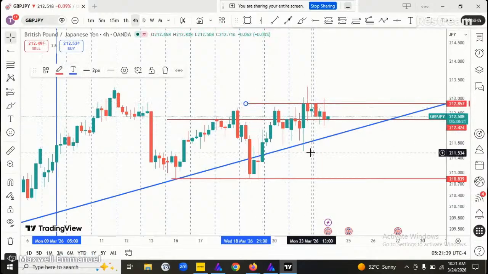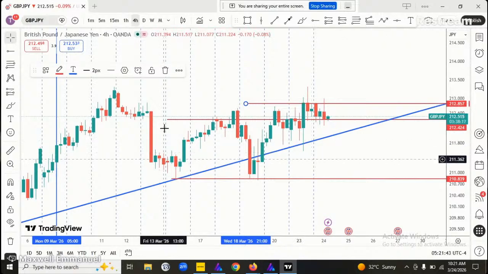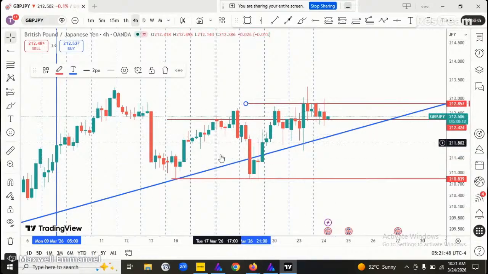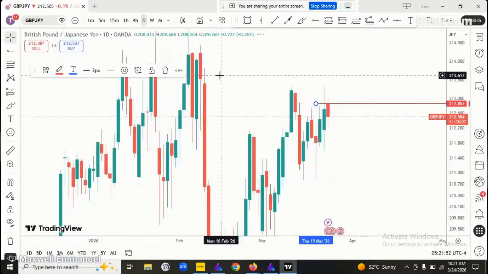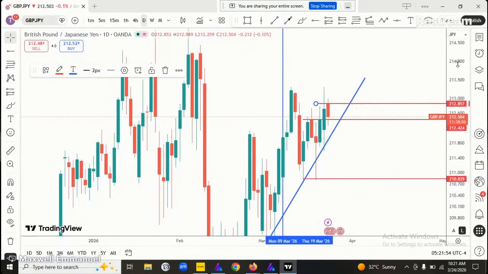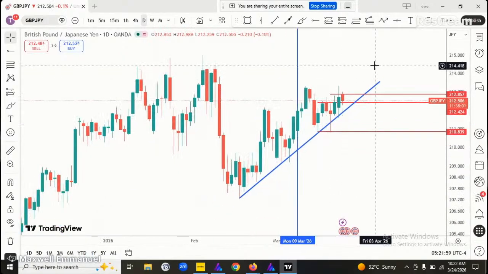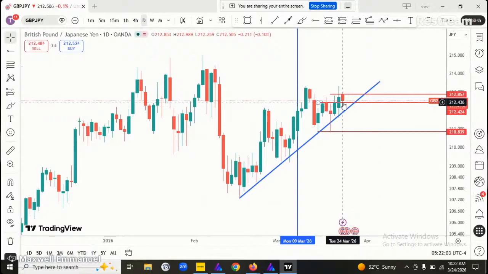Okay, so I'm bearish on GBP/JPY today. Though the chart is not looking so clean, if I'm going to take any risk, it has to be a sell. And if today's candle closes bearish, that will be a strong confirmation to sell.